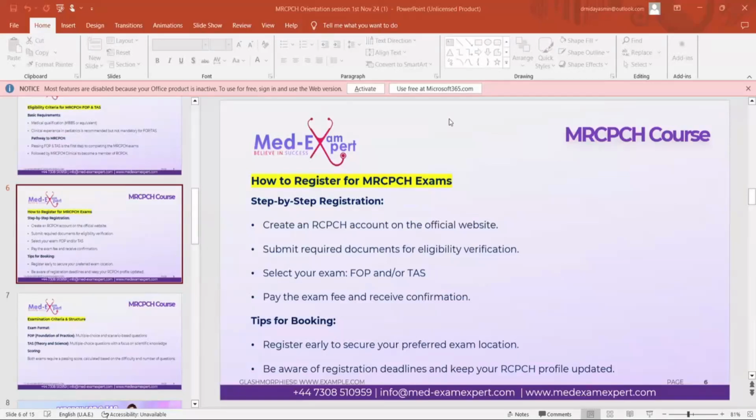So before applying, you should be registered on their website, because if you do not register you cannot have the seat, and you have to log in according to UK time, no matter which zone of the world you are living in. You have to register according to the UK time.